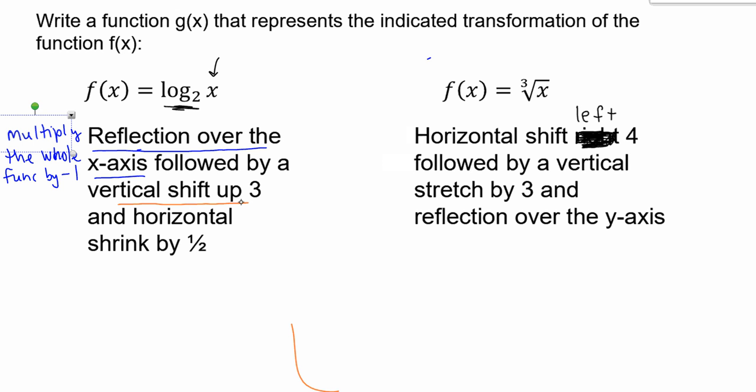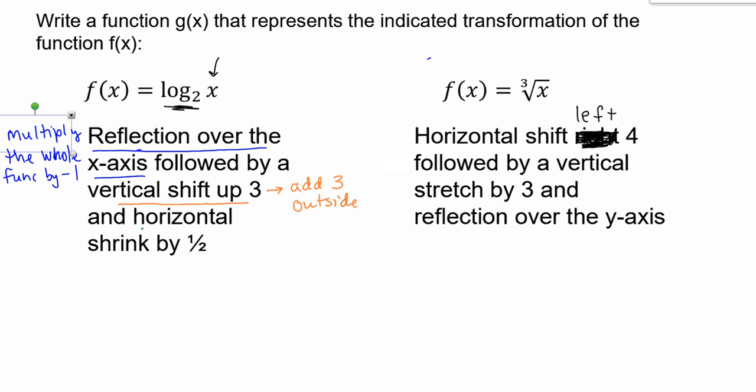Okay, the next one says vertical shift up 3. We should have done it down. We didn't do any downs. Sorry, you guys get the idea. So I'm going to add 3 outside. That means on the end of the function, I'm going to put a +3.